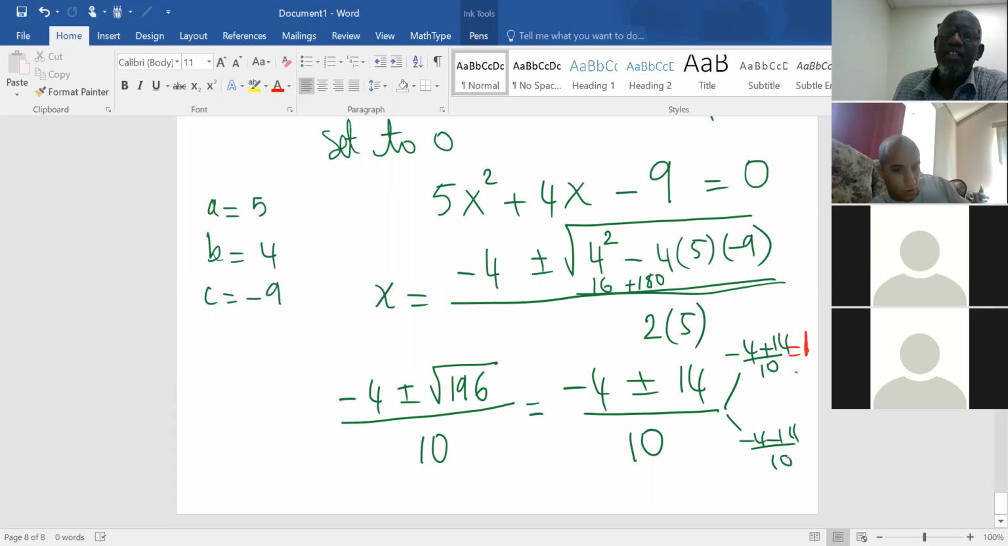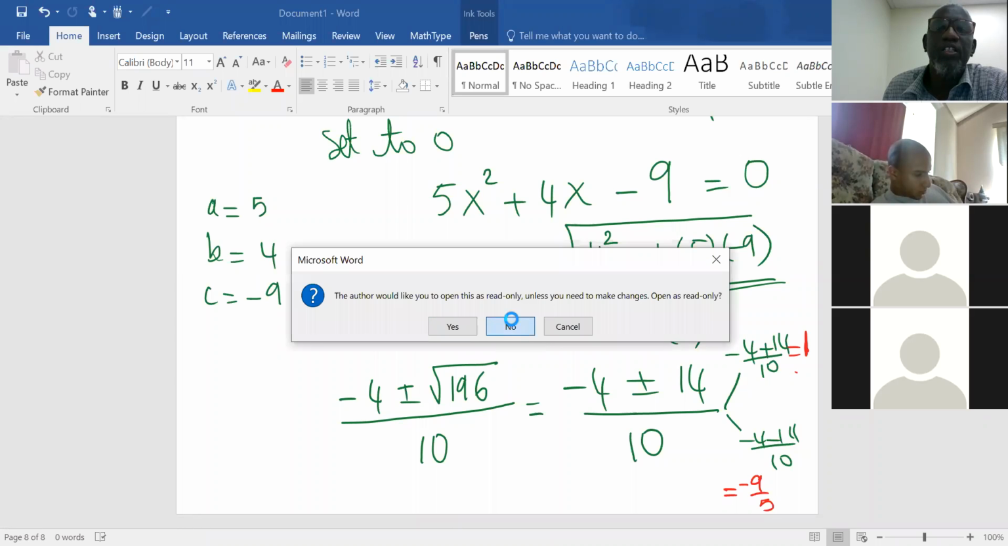Yeah, exactly. And here, this is negative 24 divided by 10, which is negative 12 over 5. I mean, negative 18 divided by 10 is negative 9 over 5. So my two solutions are 1 and negative 9 over 5. These are my two solutions. That is what you call the quadratic formula.